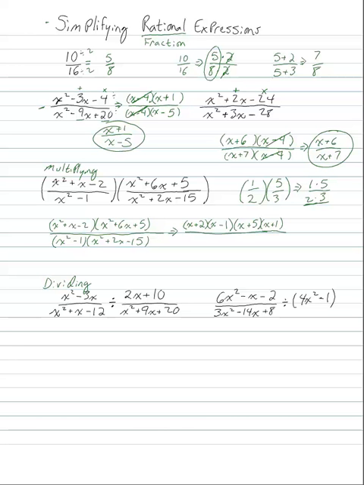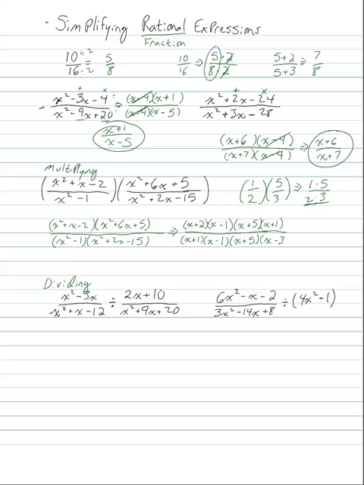First quadratic in the denominator is x squared minus 1. So I'll get x plus 1, x minus 1. Second quadratic in the denominator, x squared plus 2x minus 15. So I'll get x plus 5 and x minus 3.